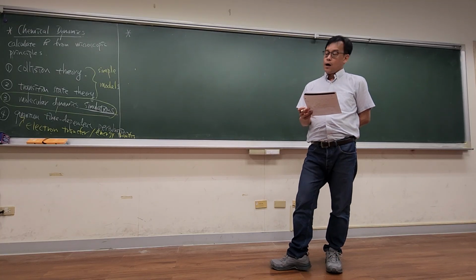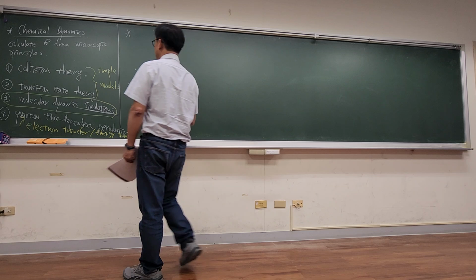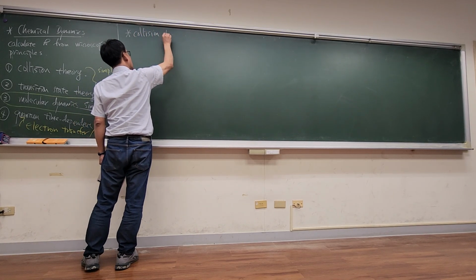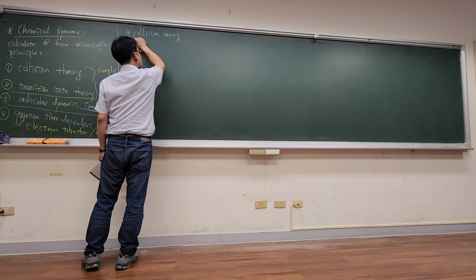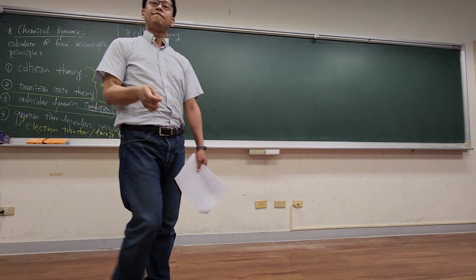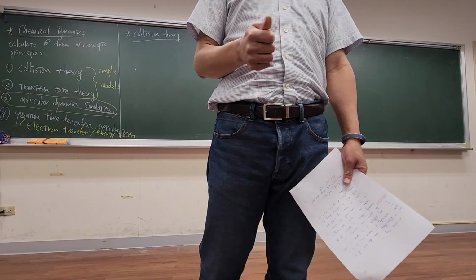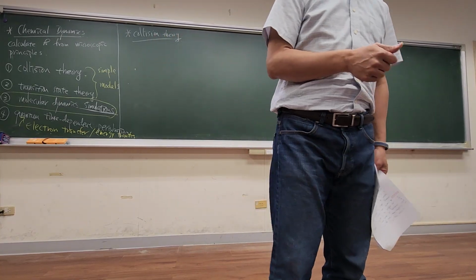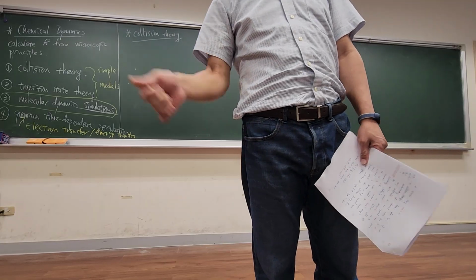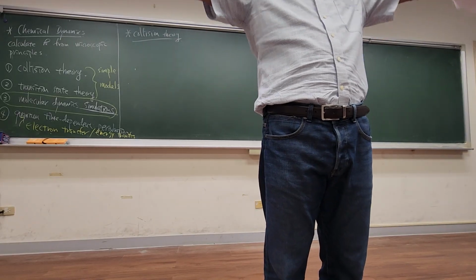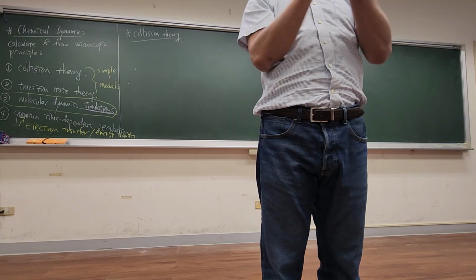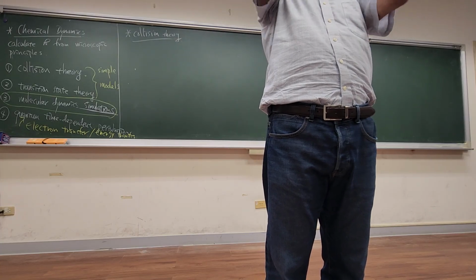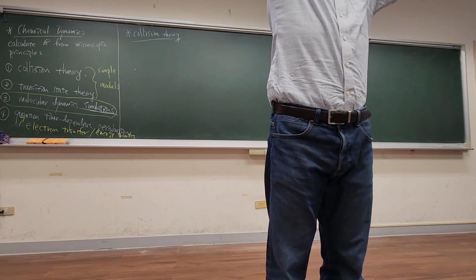Okay. Actually, collision theory would be the most natural way of thinking about chemical reaction. You learn about collision theory already in high school, but only in a qualitative way. Molecules have to collide to have a chemical reaction, and in collision, you have ineffective collision where the molecules collide and then bounce away, nothing happens.